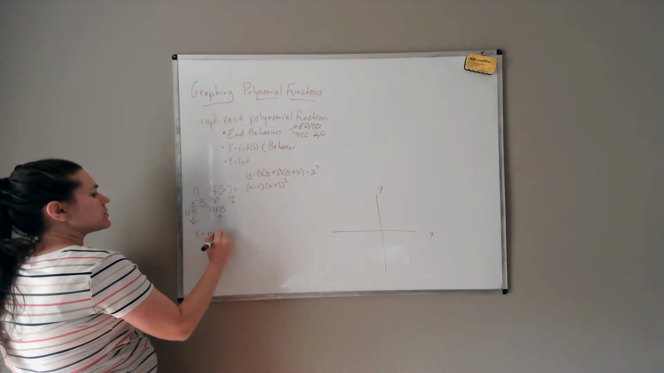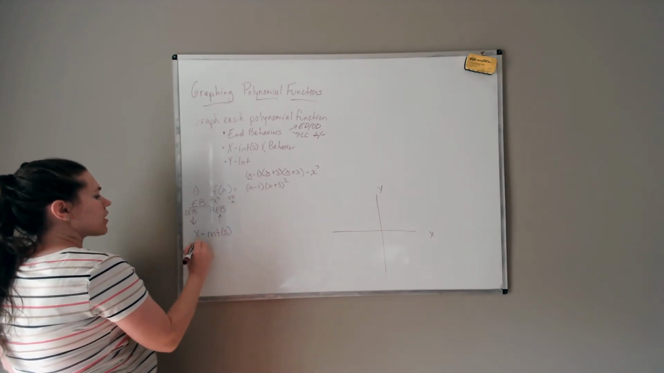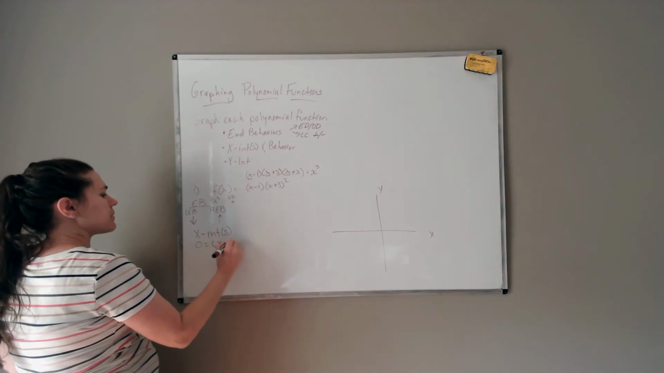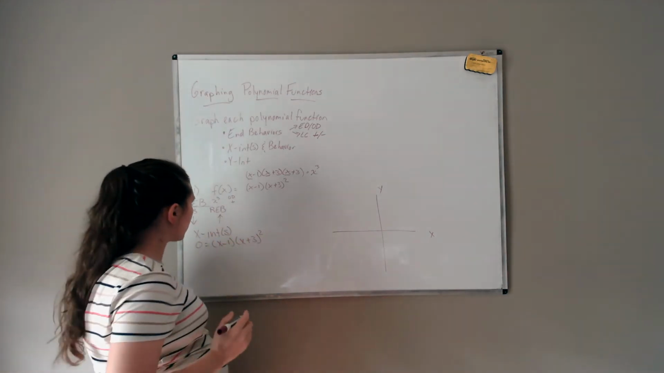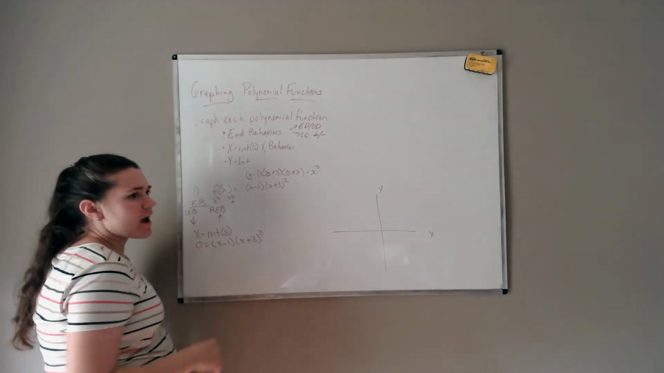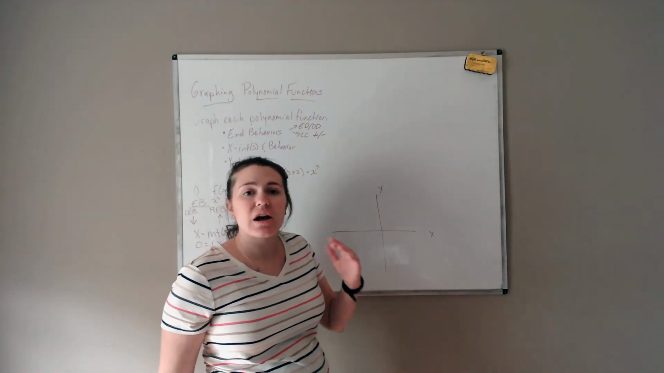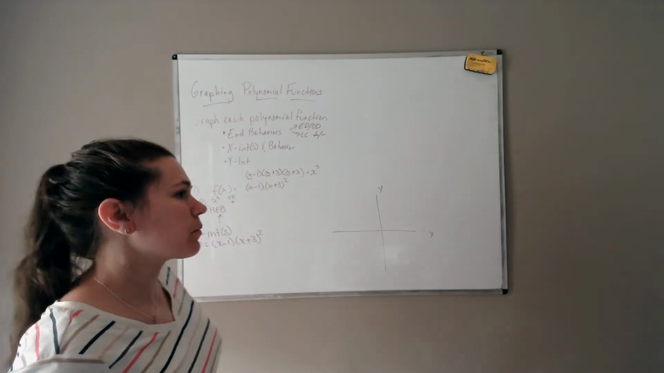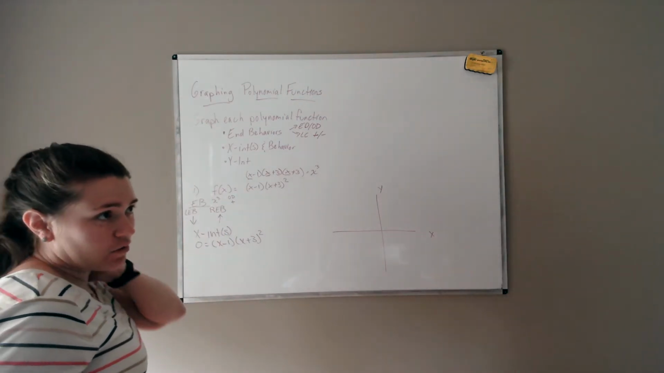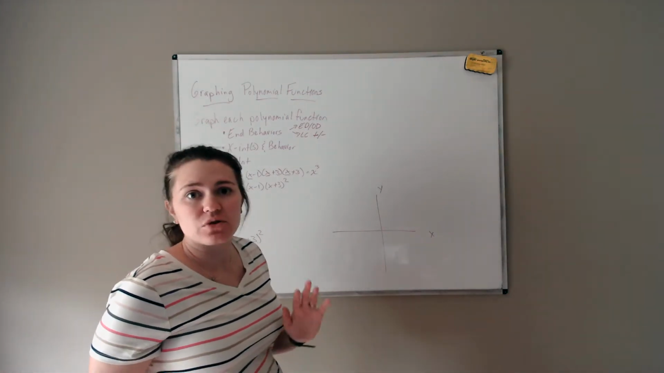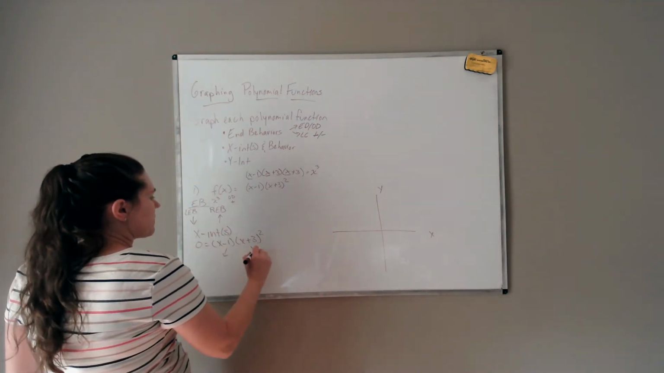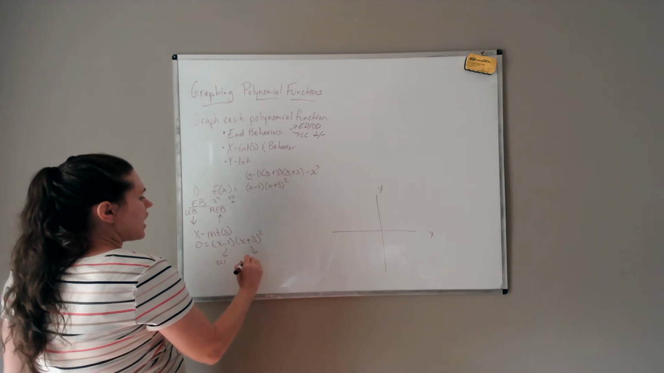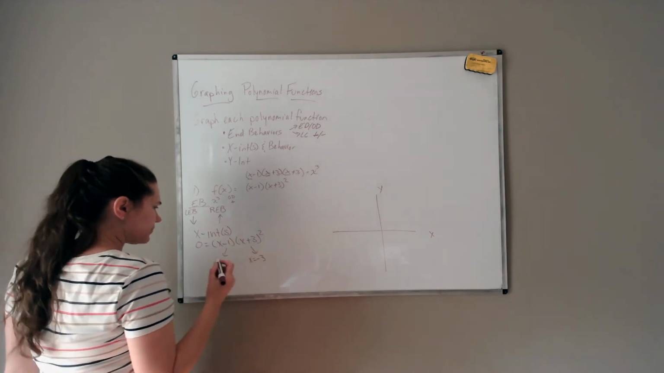Now, x-intercepts are the values of x when the output is 0. So 0 equals x minus 1 times the quantity x plus 3 squared. Okay, so it's already factored for you. That's really good, because now I can just use the zero product property. First, think about how many unique x-intercepts we have. We only have 2 unique x-intercepts, okay? We have x equals 1, and we have x equals negative 3.